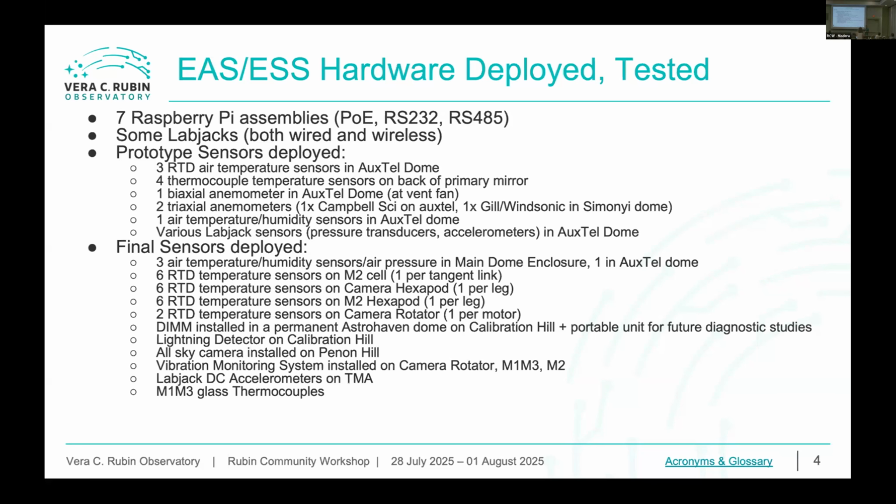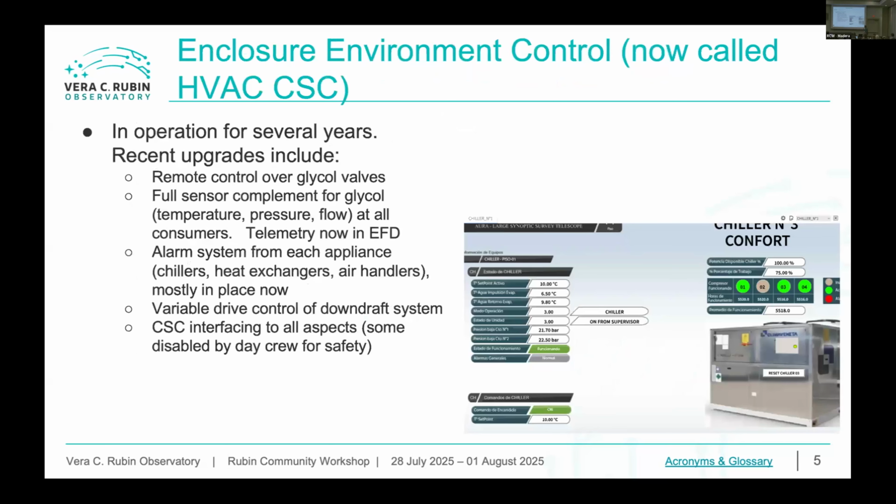So it's not a fixed location. The lightning detector is also for weather sensing. The all-sky camera is also for weather sensing. The vibration monitoring system and accelerometers are for further diagnosis of image quality from a hardware standpoint. Alana already mentioned that. And then we also have the thermocouple system on the M1, M3 glass. That's what we have now.